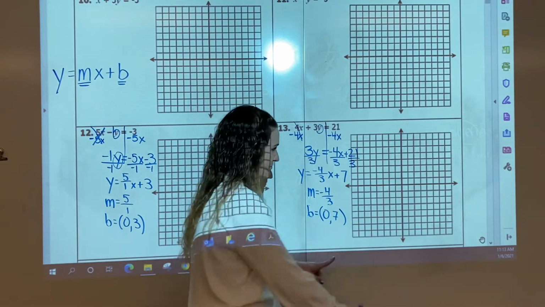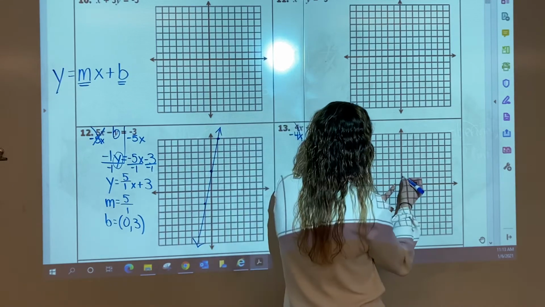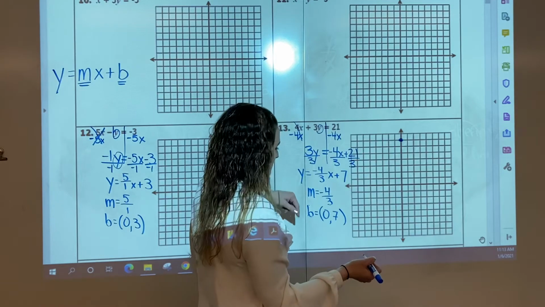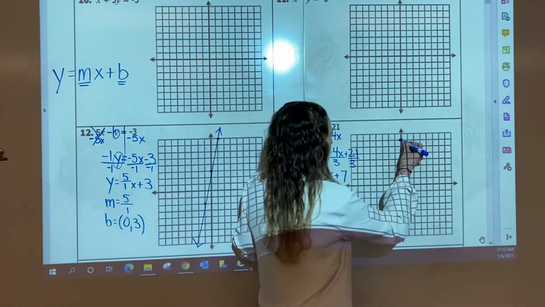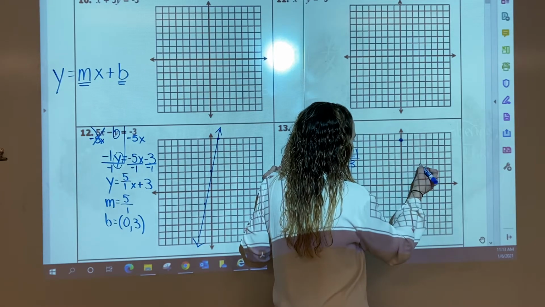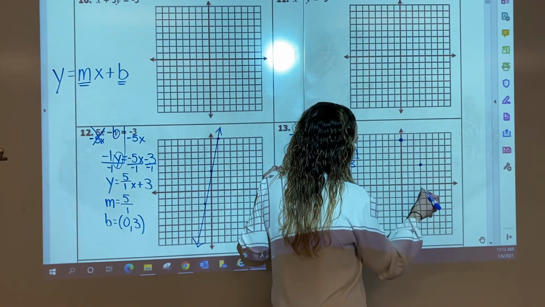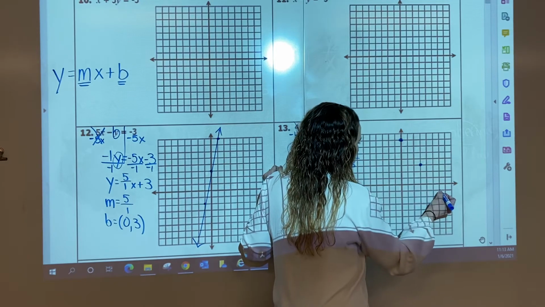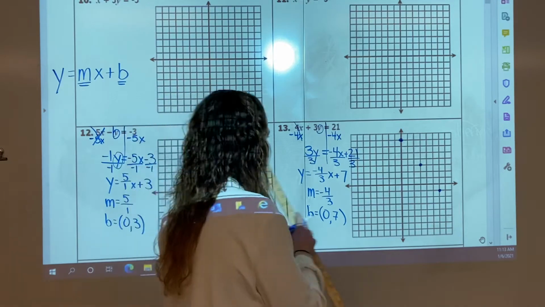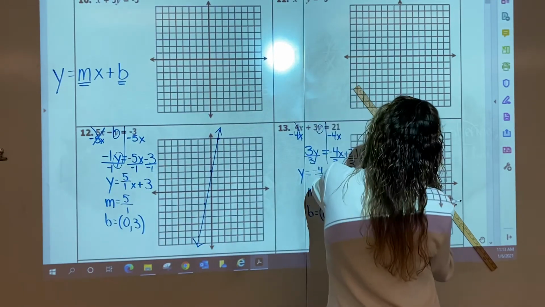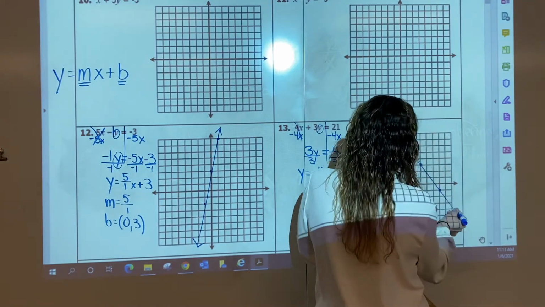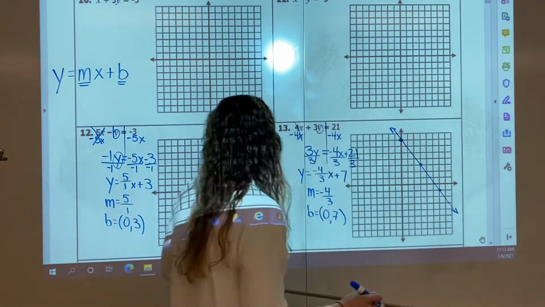Let's start there. From my origin, I'm going to go up 7. 1, 2, 3, 4, 5, 6, 7. Alrighty. Then from that point, I'm going to go down 4 to the right 3. 1, 2, 3, 4. 1, 2, 3. I think that's all I'm going to get on that graph. Take your straight edge. Draw your line so it goes off your graph with your arrows.